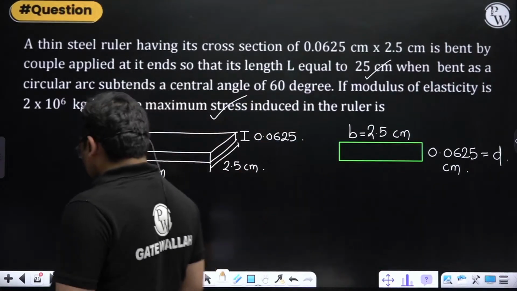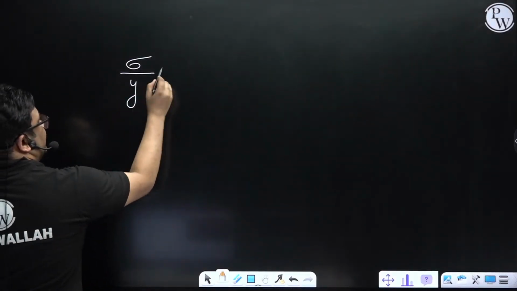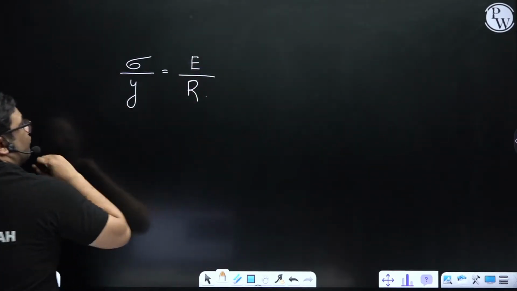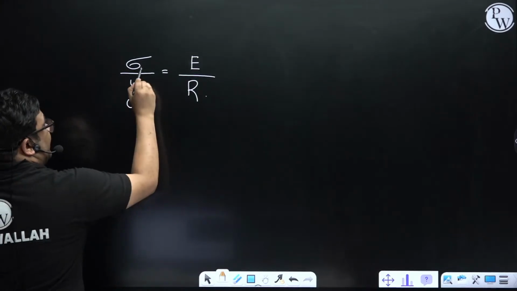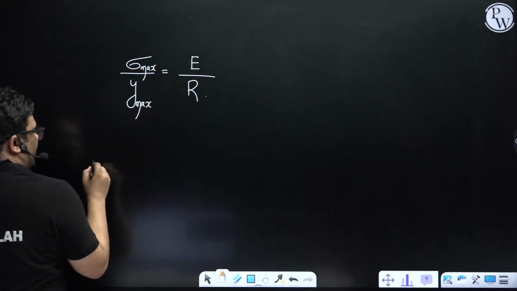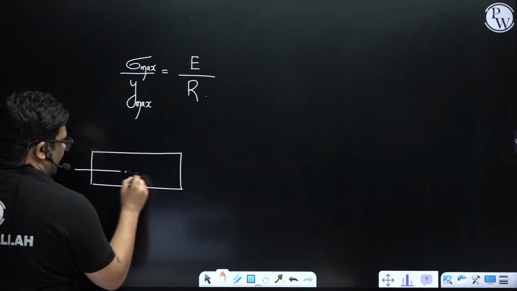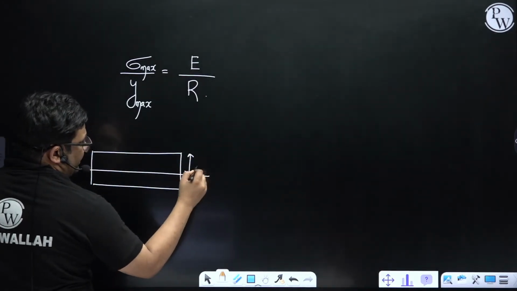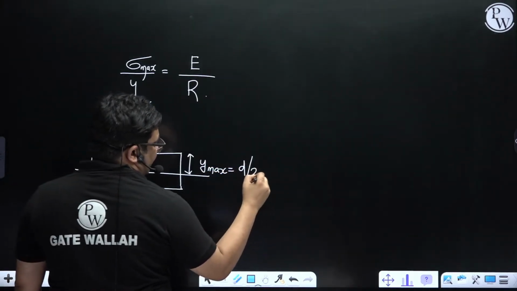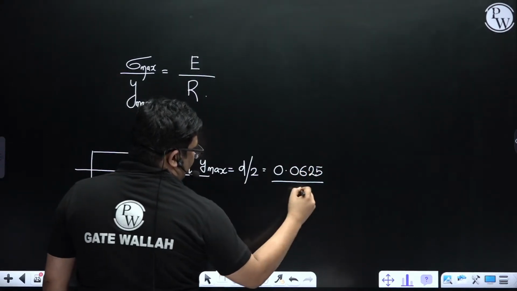Now how to find that? Very easy. We'll use this equation: sigma by y is equal to E by R. If I want to find the maximum stress, then I take the maximum y. For a rectangular section, the maximum y is depth by 2. In this case, the depth is actually the thickness, so it is 0.0625 centimeter by 2.